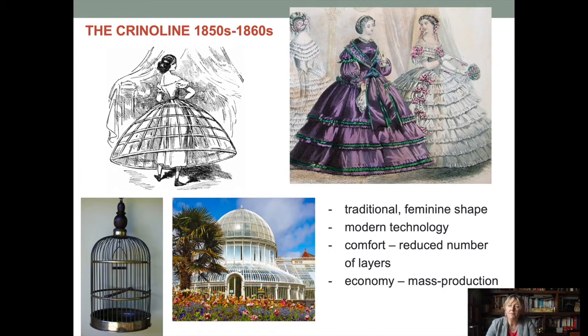Before that, in the first years of Victoria's reign, a very similar shape was fashionable, but to achieve it, a woman had to wear many layers of undergarments. Now she could reduce the number of undergarments by using this new invention, the metal and fabric frame to support the skirt. It was more comfortable, and it was probably the first fashion that was mass-produced. Those crinoline cages or crinoline frames were mass-produced, so this was becoming more available to the middle class and more democratic.